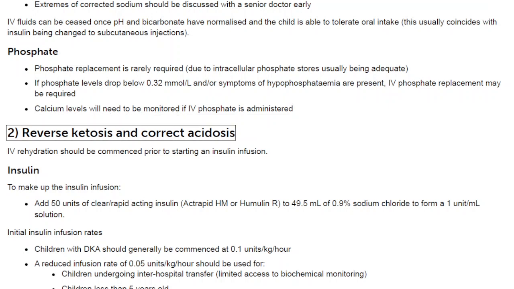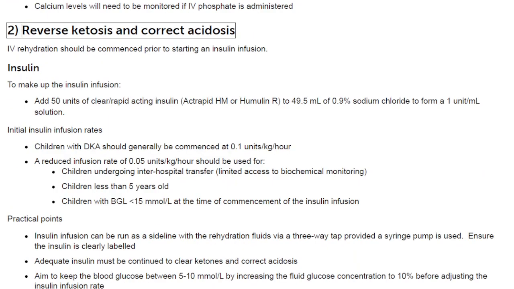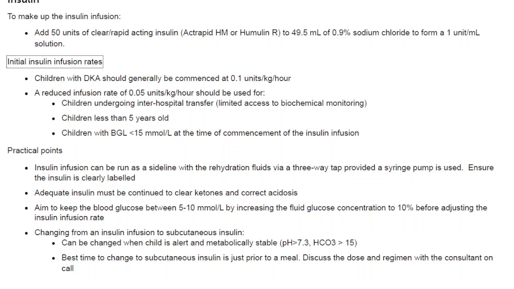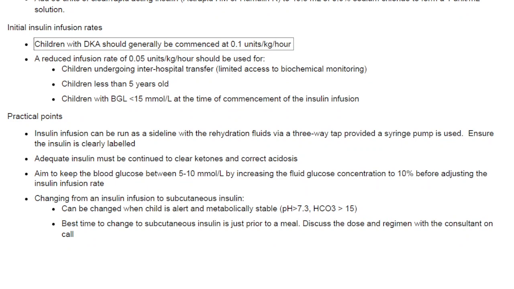2. Reverse ketosis and correct acidosis. Rehydration should be commenced prior to starting an insulin infusion. Insulin. To make up the insulin infusion, add 50 units of clear/rapid-acting insulin, Actrapid or Humulin R, to 49.5 ml of 0.9% sodium chloride to form a 1 unit/ml solution. Initial insulin infusion rates. Children with DKA should generally be commenced at 0.1 units/kg/hour.